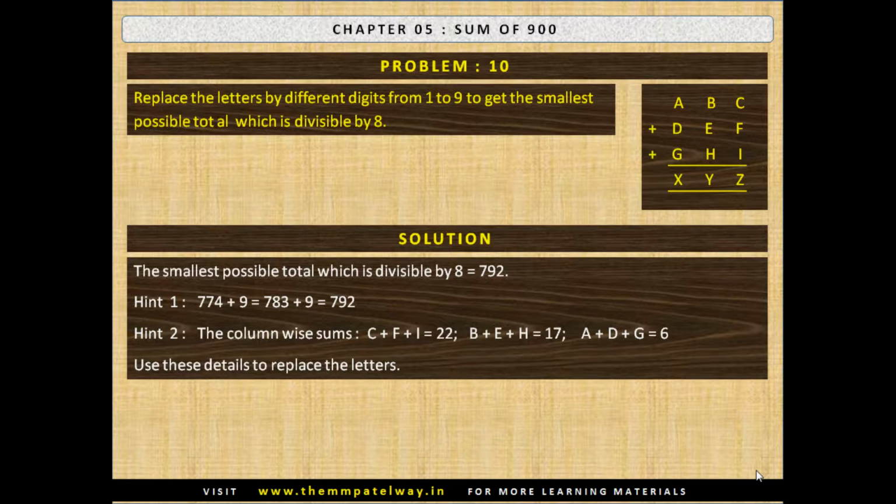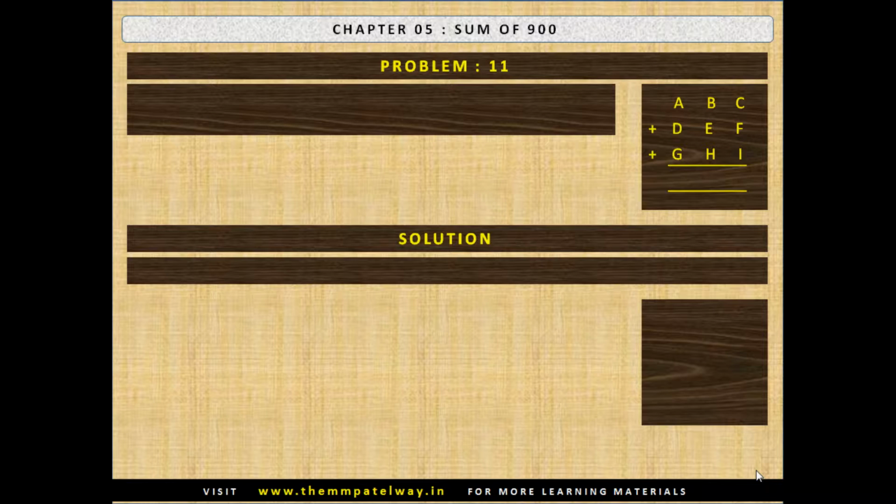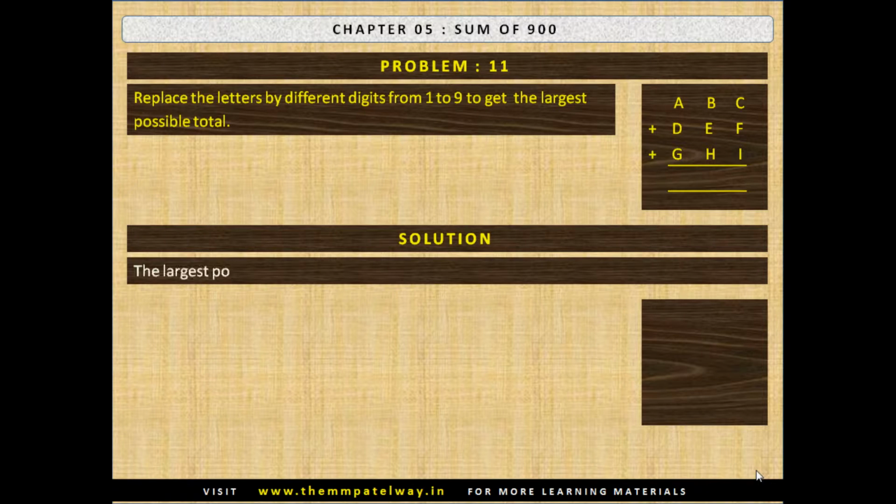Problem number 11. Replace the letters by different digits from 1 to 9 to get the largest possible total. Now stop the video and solve the problem. The answer is, the largest possible total is 2556.